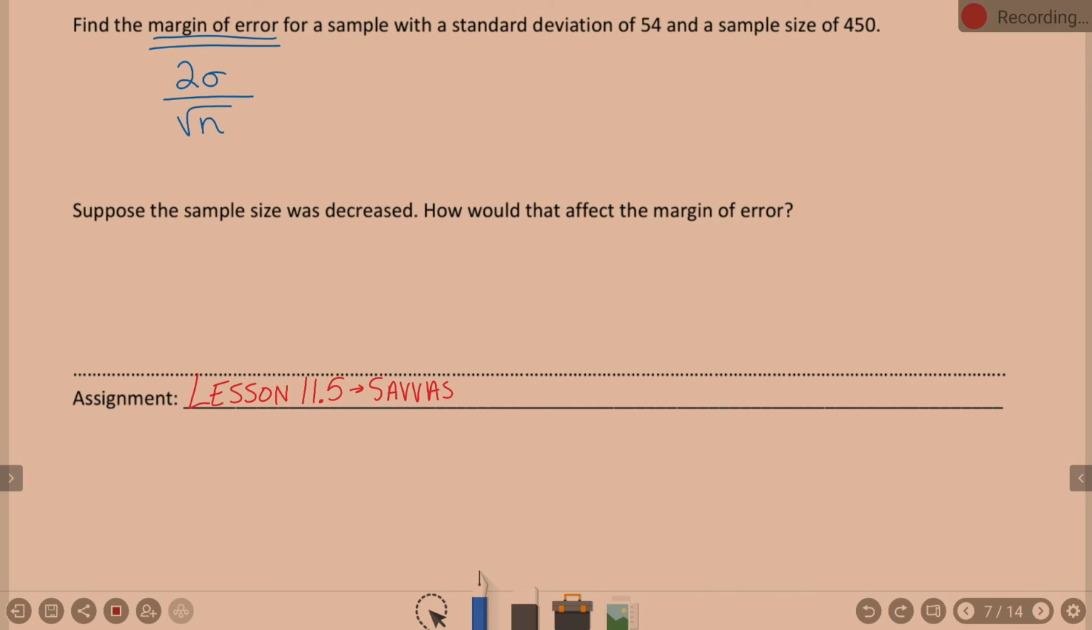So 2 times what? 54 is my sigma, divided by the square root of 450, because that is my sample size. So do the math, and what do we get? 5. If you could give me a couple of decimal places this time, 5.09.